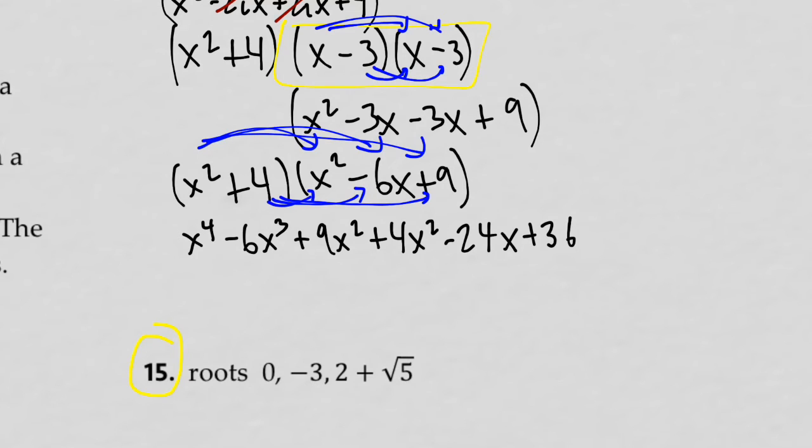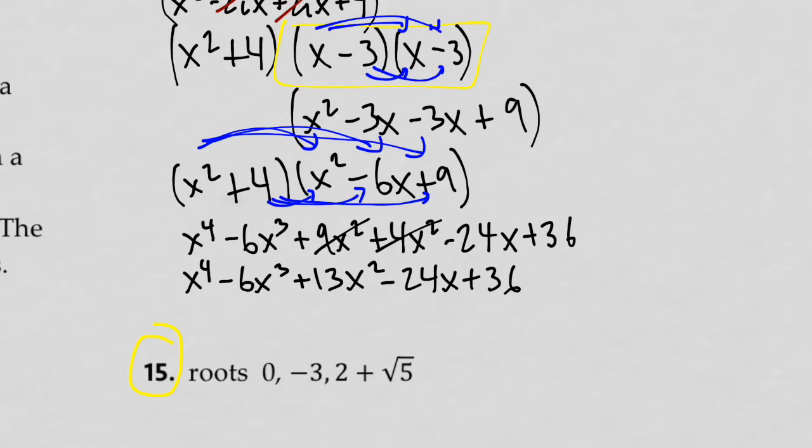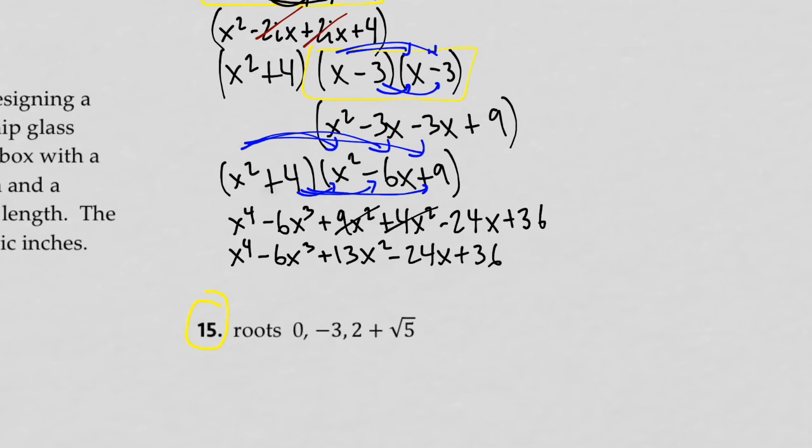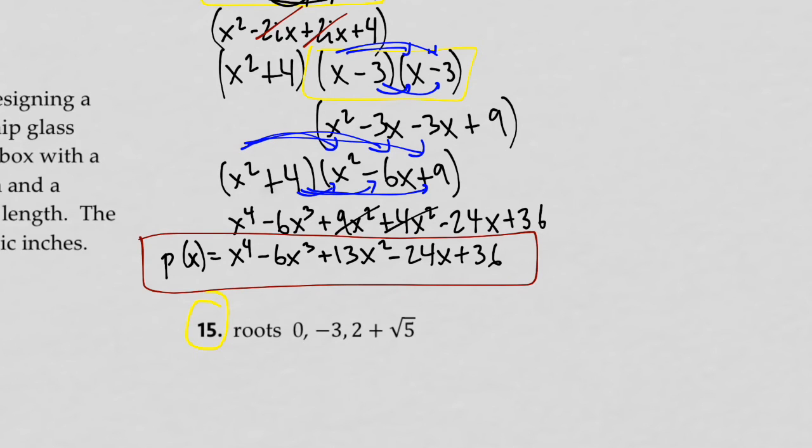Alright, now we're going to combine like terms. I see x to the 4th is by itself. Negative 6x cubed is by itself. 9x squared and 4x squared is 13x squared. Negative 24x is by itself. And positive 36 is by itself. And that is it. We're going to give it a name. Let's call it P of x. And that's what we call it, and that's what we get. And we're done. That polynomial gives you those x-intercepts.